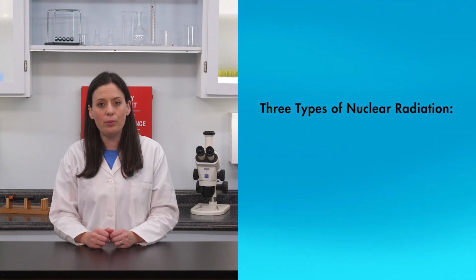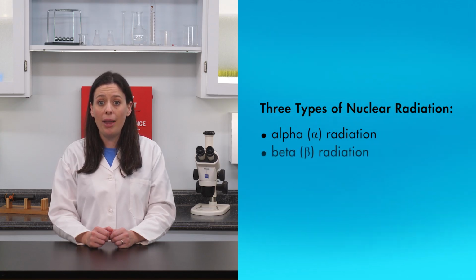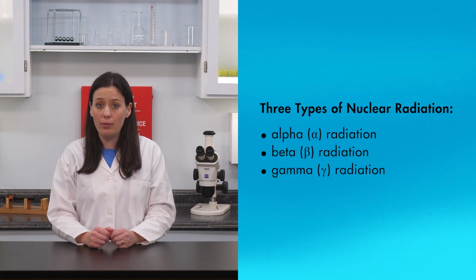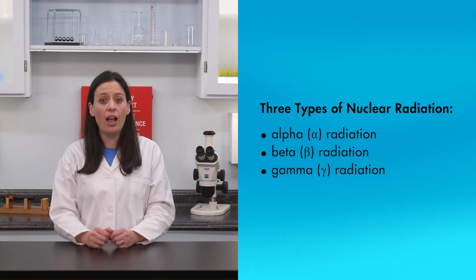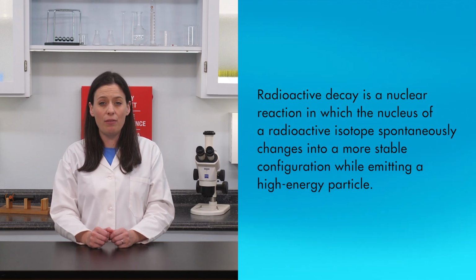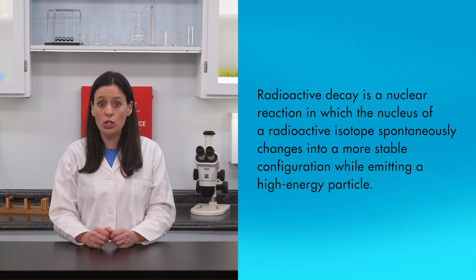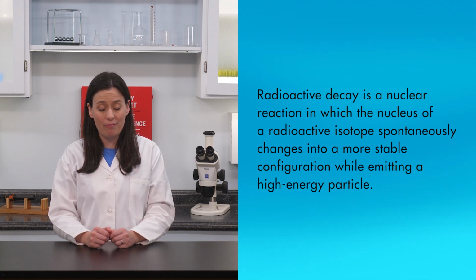An unstable nucleus will try to become more stable by emitting nuclear radiation in the form of alpha radiation, beta radiation, gamma radiation, or a combination of the 3. A nuclear reaction in which the nucleus of a radioactive isotope spontaneously changes into a more stable configuration while emitting a high-energy particle is called radioactive decay.